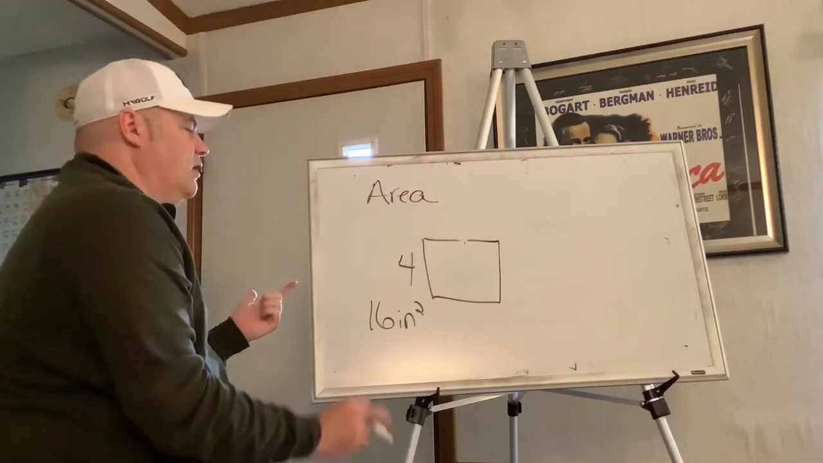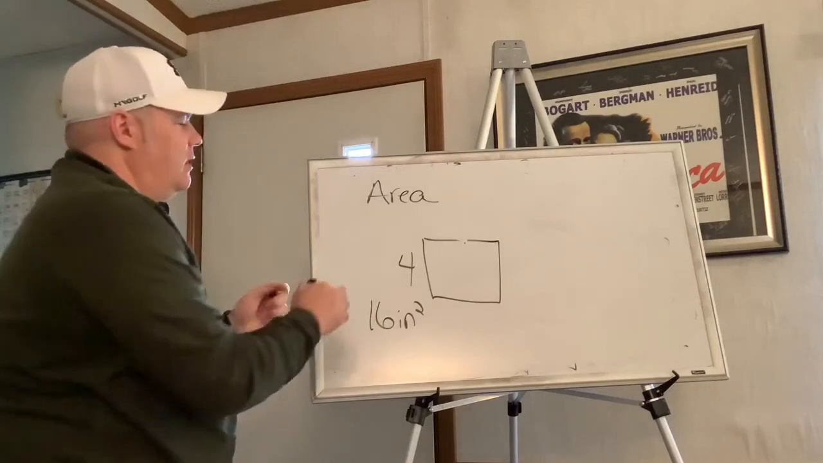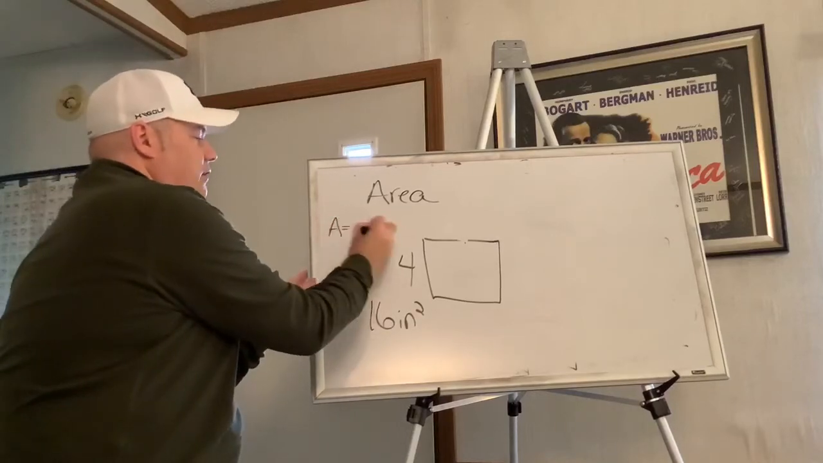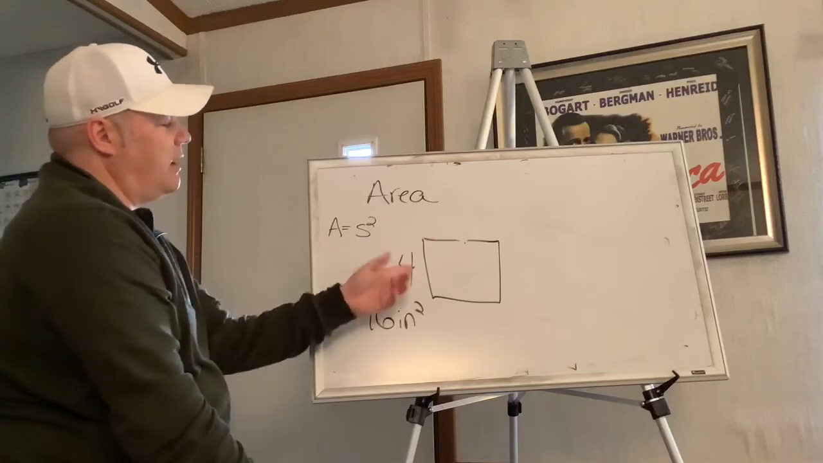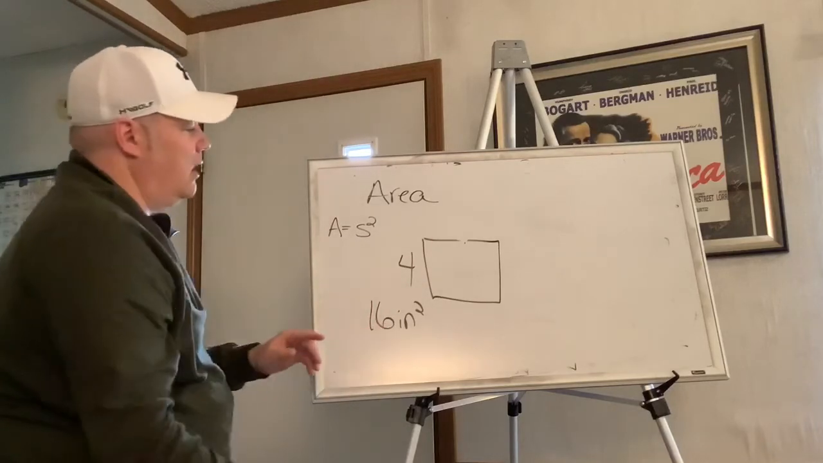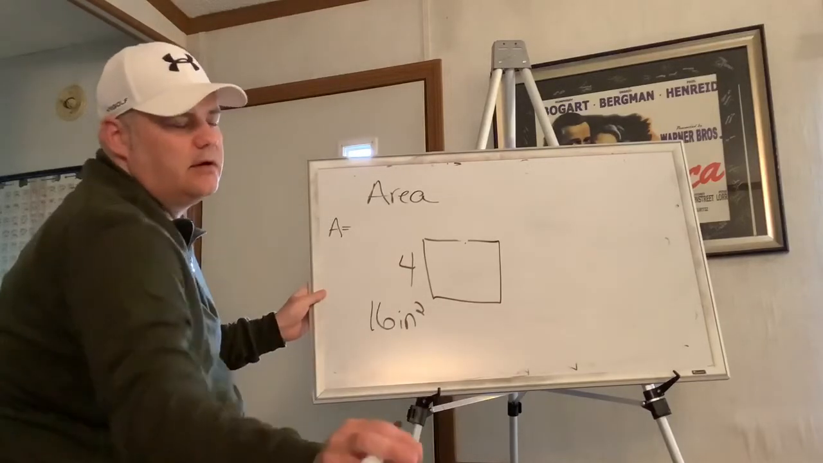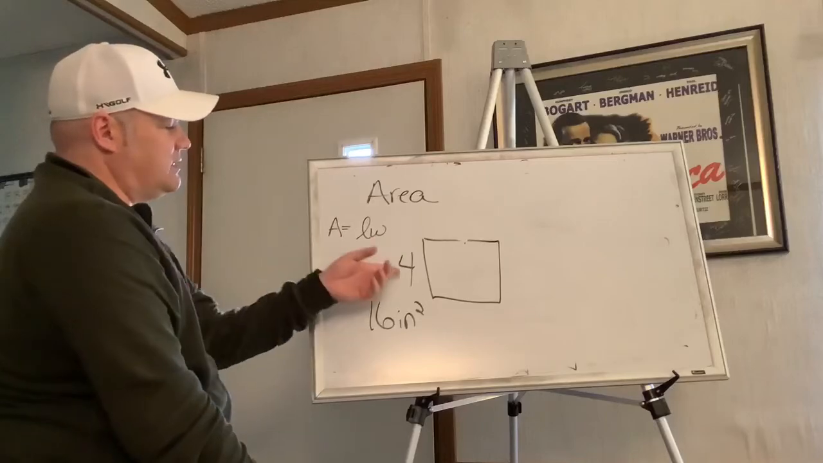And if anybody's ever watching this that's like, well, that's not the formula that I learned. Well, the technical formula for a square for area is side squared. And you take that side and you square it. So that's 16. But I think it's just easier to remember a square and rectangle together. And that rectangle formula is length times width. And so to me, it's the same concept.